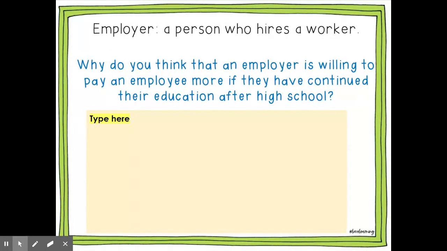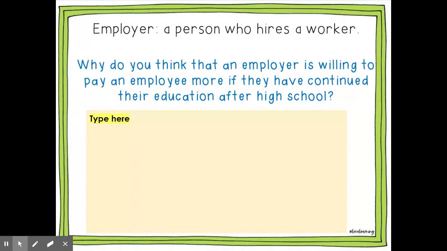So, let's think of the word employer. An employer is a person who hires a worker. Why do you think an employer is willing to pay an employee more if they have continued their education after high school?